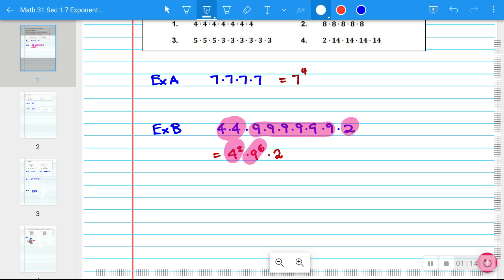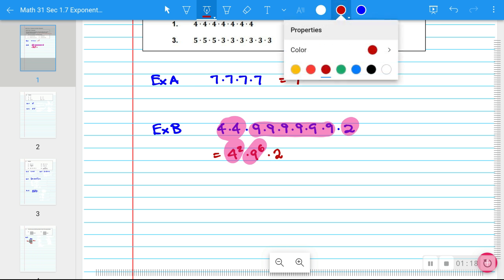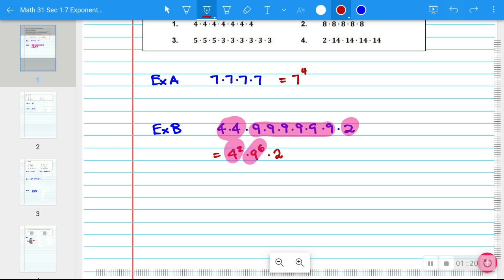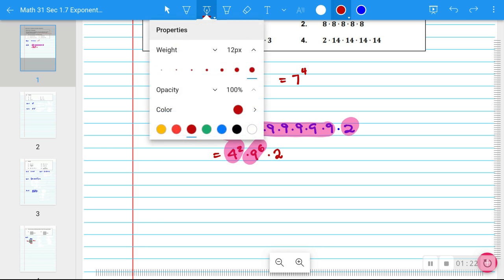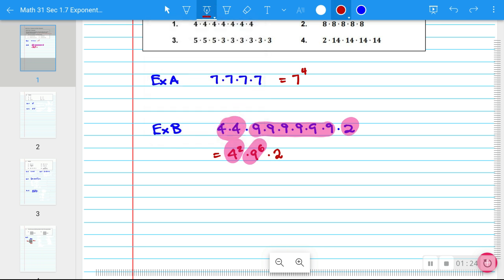Now, if you want, you can actually supply an exponent on that too. Hang on, I gotta change the thickness of my pen. There we go. You can supply a first power on that too also.